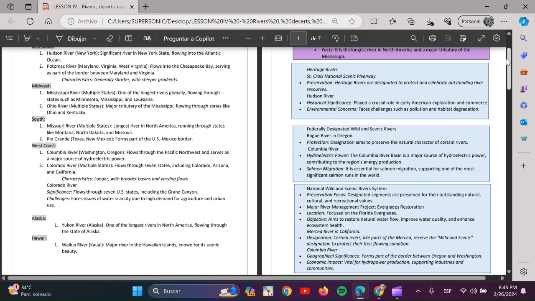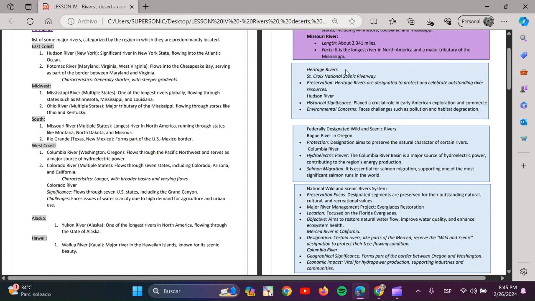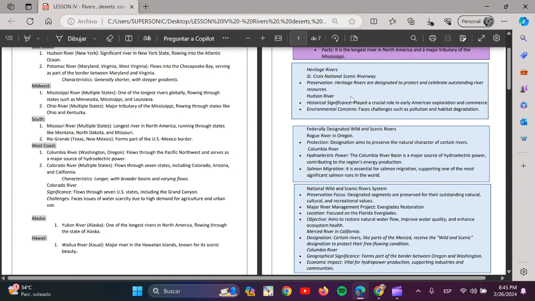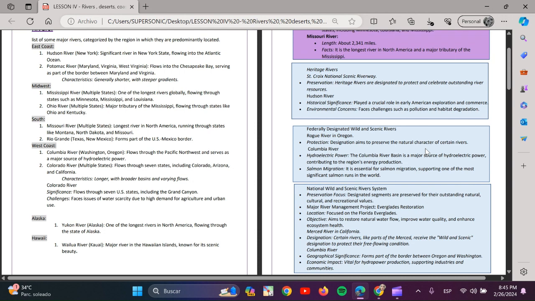Third kind of classification is the Heritage River. We can find here St. Croix, St. Croix in English, St. Croix in French, National Scenic Riverway. So Heritage Rivers are designed to protect and celebrate outstanding river resources. And Hudson River. We can find here historical significance and environment concerns.